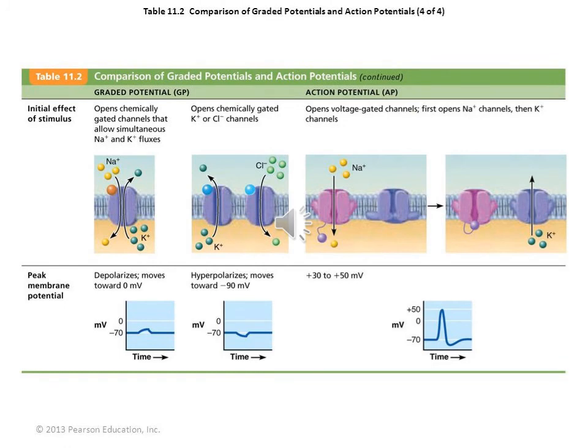This slide is not necessarily as important as the previous three. This is just kind of summarizing your peak membrane potential. With a graded potential, they would have to add up to become an action potential, so you can move towards 0 and then towards -90. But you can see that peak of activity is quite small in comparison to reaching, say, -30 to +50 for your action potential.